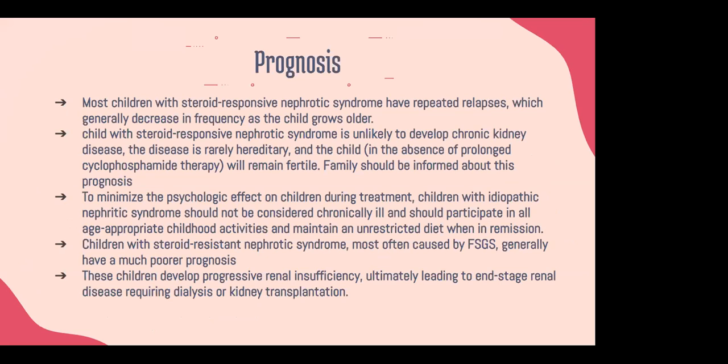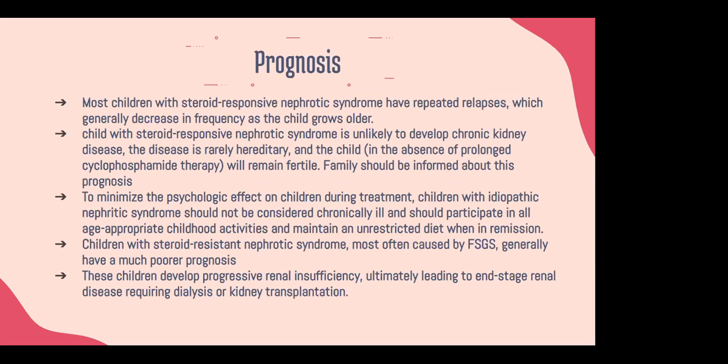The disease and the child will remain fertile unless the child has prolonged cyclophosphamide therapy. And the family should be informed about this prognosis. To minimize the psychological effect on children during the treatment, children with nephrotic syndrome should not be considered chronically ill and should participate in all age-appropriate childhood activities, like playing with friends and going to school as usual, and maintain an unrestricted diet when in remission.